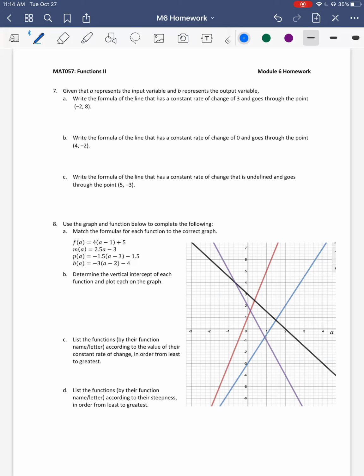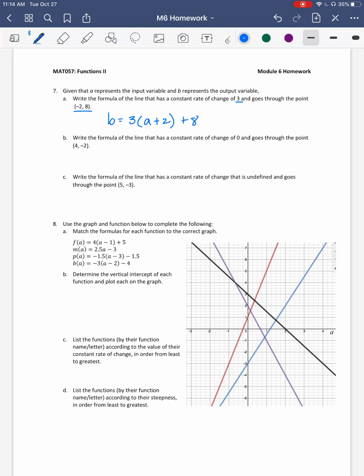So problem number 7 says, given that A represents the input value and B represents the output value, write the formula of the line that has a constant rate of change of 3 and a reference point of -2.8. So this is really the same thing that we've been doing, so that should be pretty straightforward. I'm just going to write +2, right? It's minus and -2, like so.